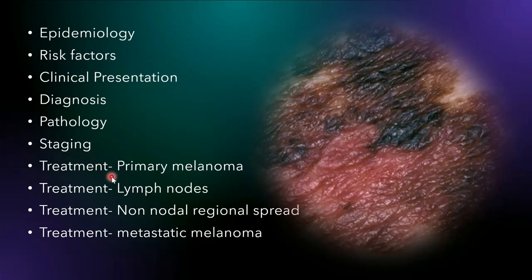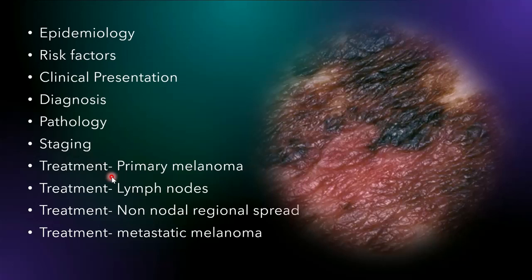So now we have discussed the epidemiology of melanoma, more in white people, the risk factors of melanoma, sunbathing and everything, the clinical presentation, the ABCDE in melanoma, diagnosis, the different types of biopsy and stains, pathology, the Breslow thickness, the mitotic rate, staging, the T, N and M staging, and the variations from the normal TNM staging.